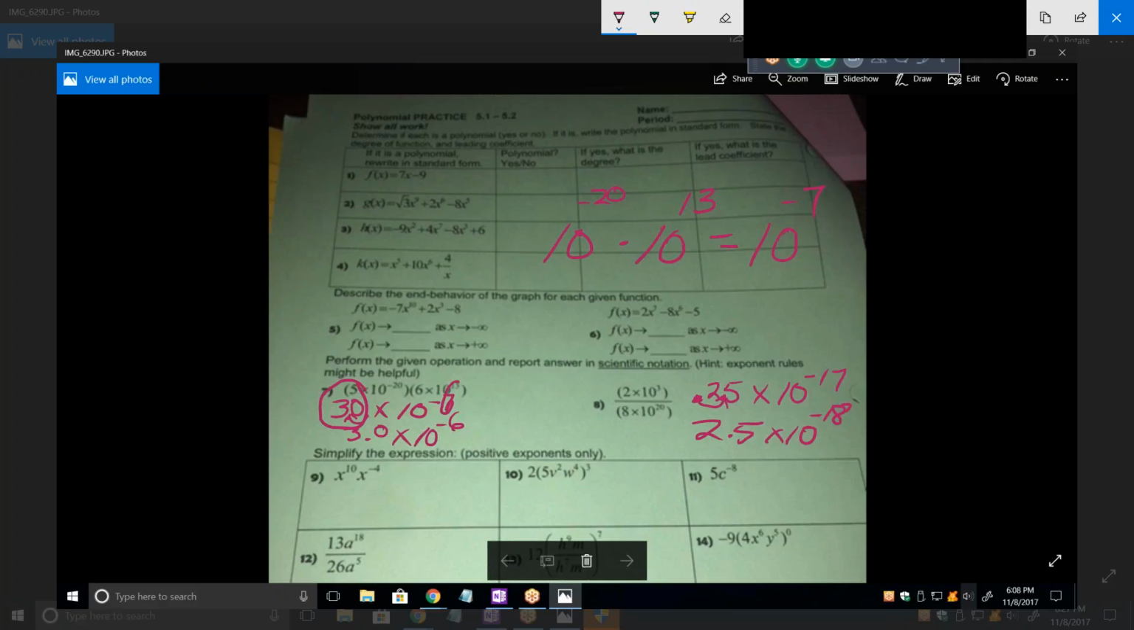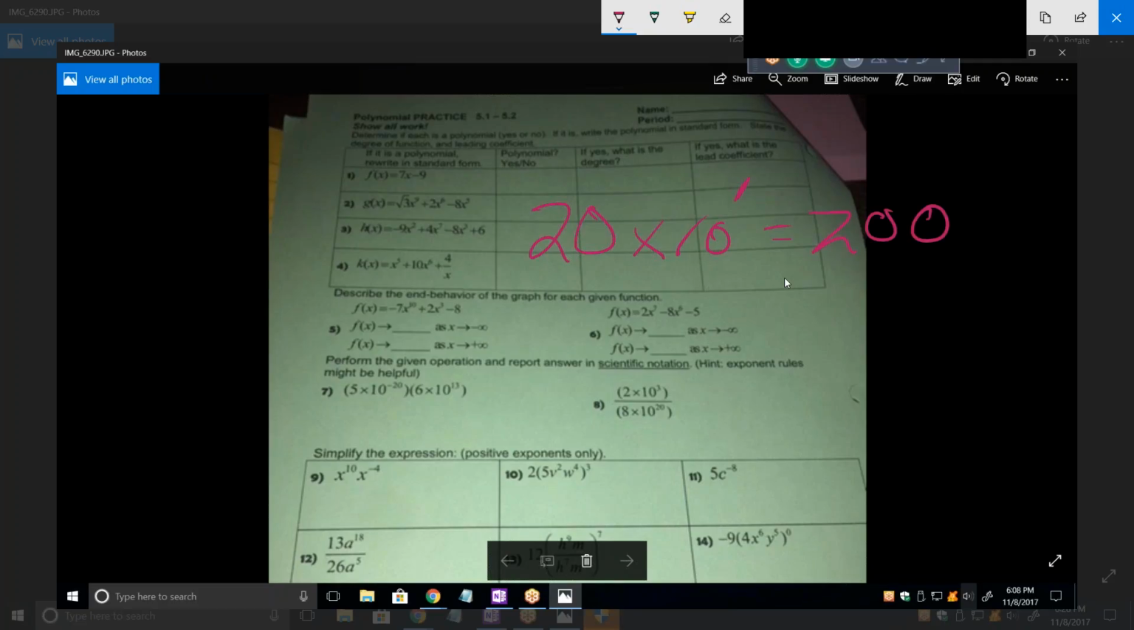Now, let's see. We got 3 minutes, enough time for me to tell you how to not ever forget which way you go. Take a number like 20 times 10 to the first. What's 10 to the first? 10, times 20 is 200. So if we wanted to put that in scientific notation, we know we got to move left, which makes it 2.0.